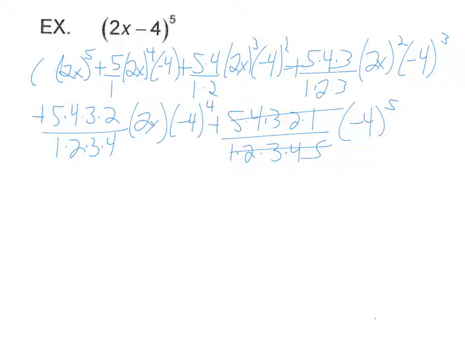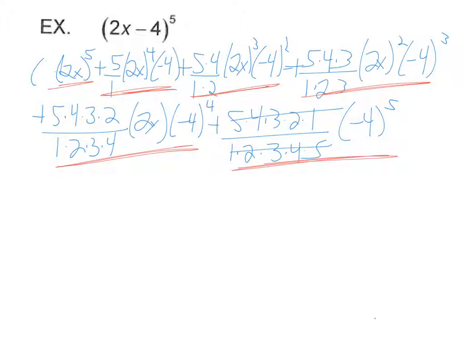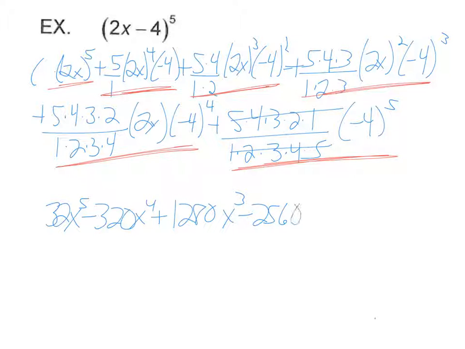So again, everything that's in between the pluses all gets multiplied together. You probably want to simplify the fractions first. But everything in between the pluses all gets multiplied together. And what you end up with in the end is 32x to the 5th minus 320 x to the 4th plus 1280 x cubed minus 2560 x squared plus 2560 x minus 1024.